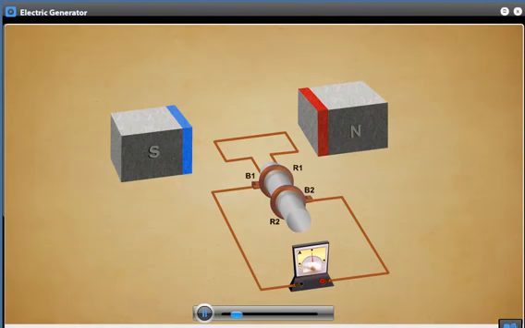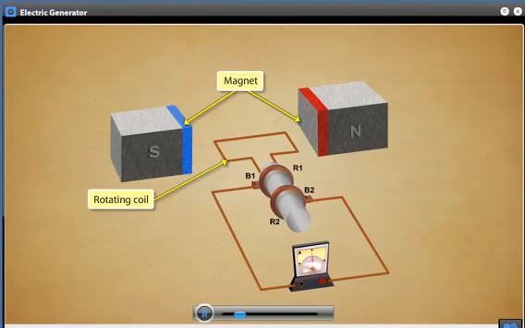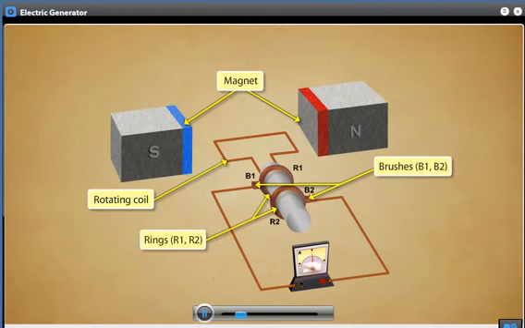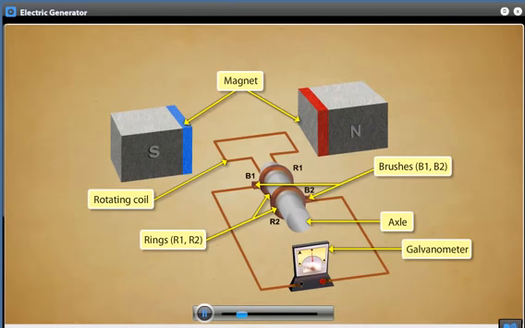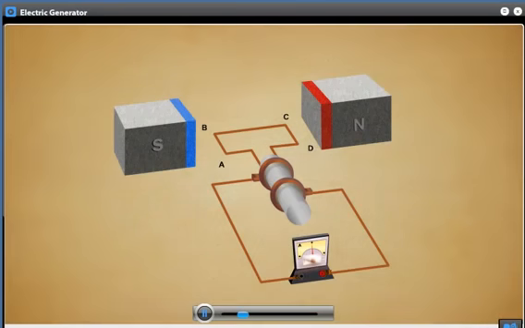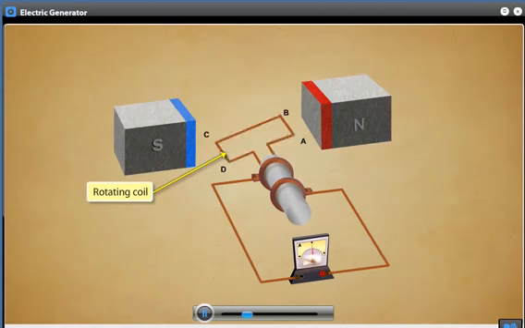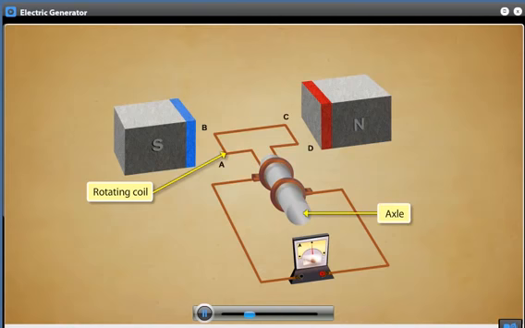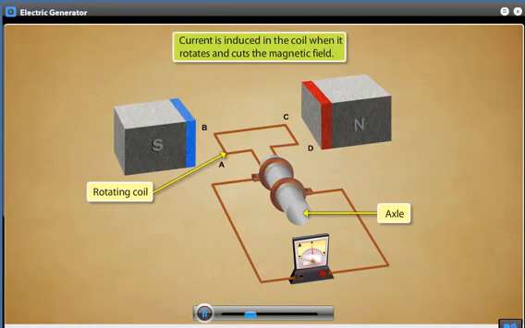An electrical generator consists of the following parts: a permanent magnet, a rotating coil, conducting brushes, 2 rings, and an axle. The coil ABCD, usually made of copper, is placed between the 2 poles of the permanent magnet. It is rotated inside the magnetic field mechanically by rotating the axle externally. This induces a current in the coil.